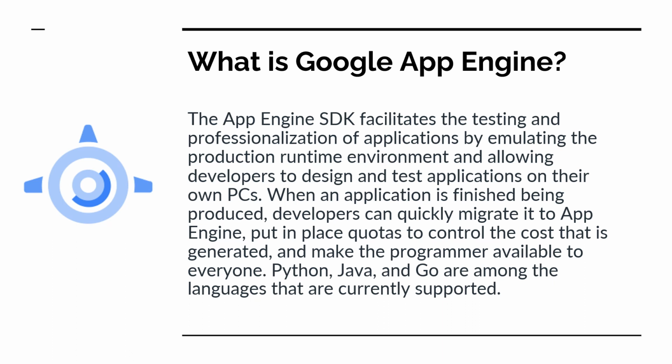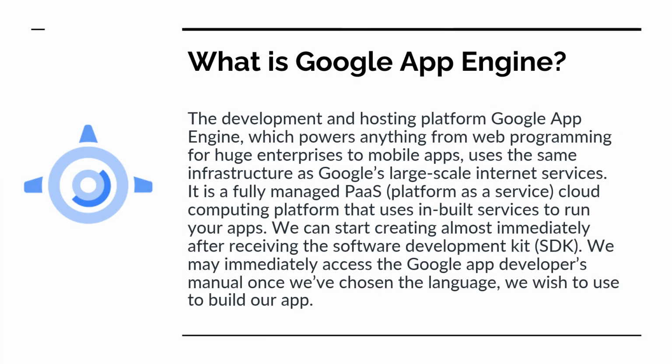When an application is finished being produced, developers can quickly migrate it to App Engine, put in place quotas to control the cost that is generated, and make the application available to everyone. Python, Java, and Go are among the languages that are currently supported. The development and hosting platform Google App Engine, which powers anything from web programming for huge enterprises to mobile apps, uses the same infrastructure as Google's large-scale internet services.